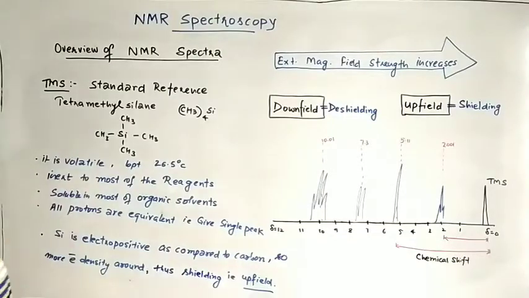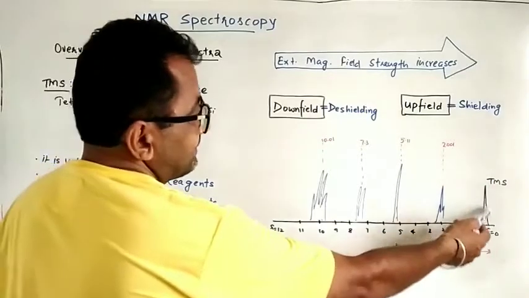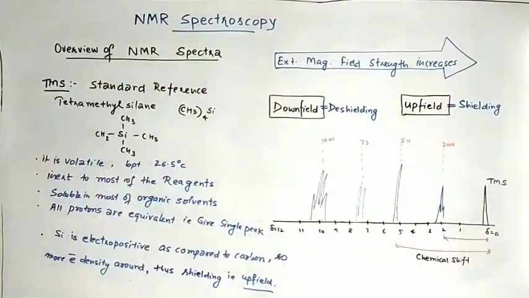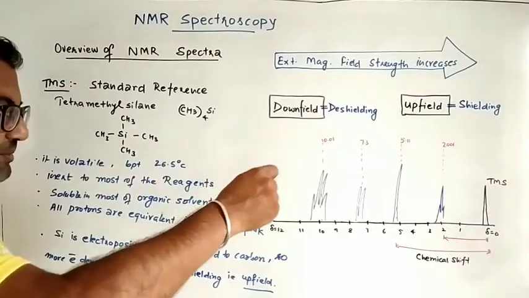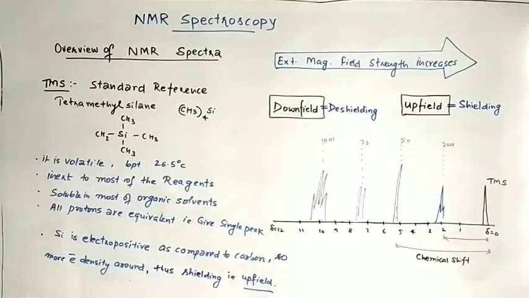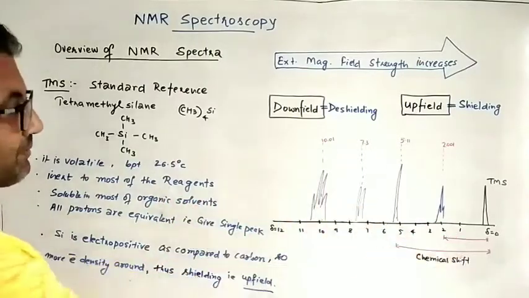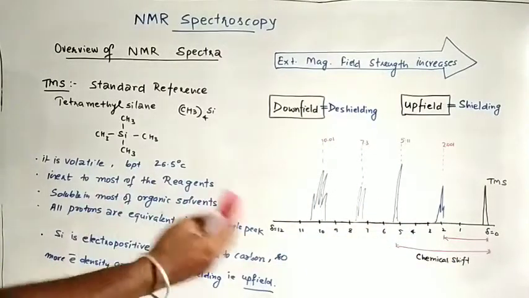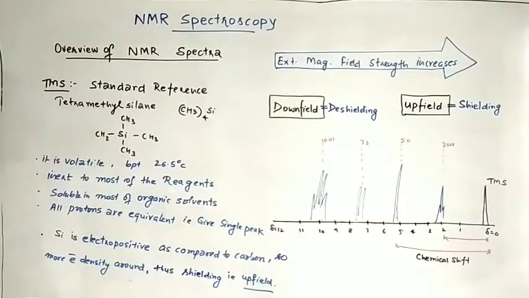At the right end of the spectra, you will see a single peak. Here the delta value is 0. That is because of TMS. TMS is a standard reference, and we put a very small amount of TMS in the sample when we are going to take a spectra. This TMS peak appears at far up field, and we consider that as a 0 value. Other peaks are studied relatively with respect to that TMS.